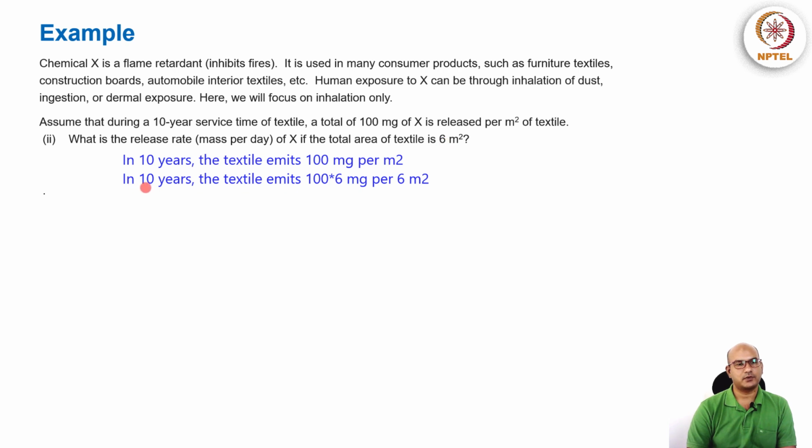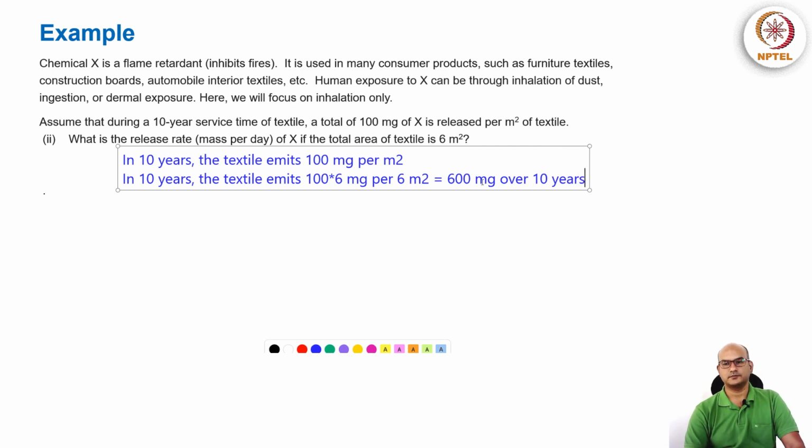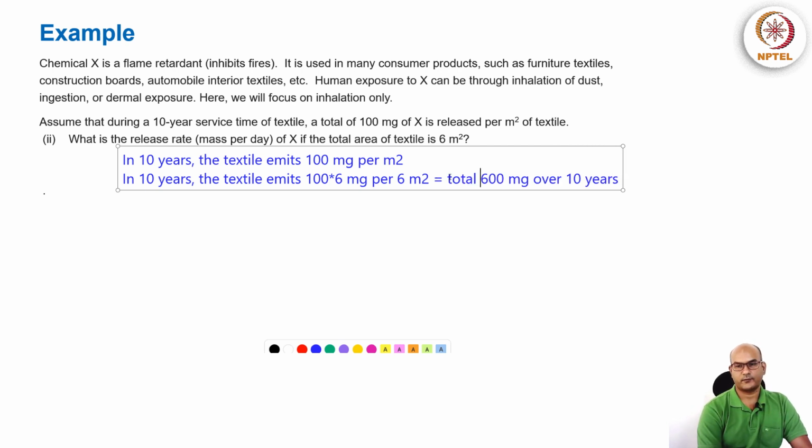So in 10 years time, if 1 meter square emits 100 milligrams, then 6 meter square will emit 6 times 100 milligrams. Now what we want is the total rate, mass per day. So this will become 600 milligrams over 10 years. The textile is going to emit a total of 600 milligrams over 10 years.